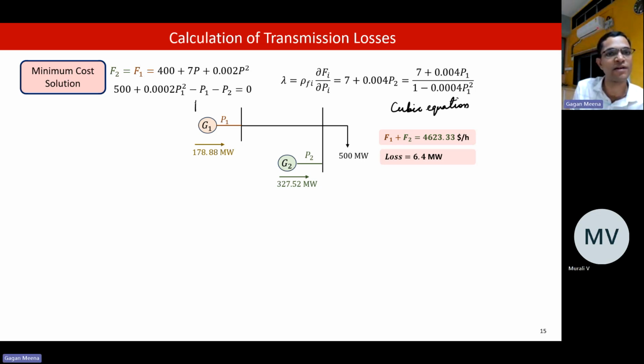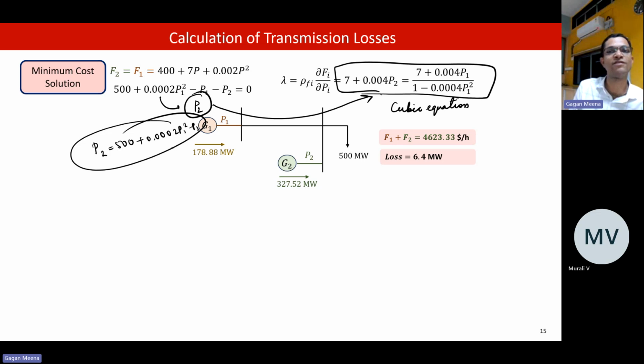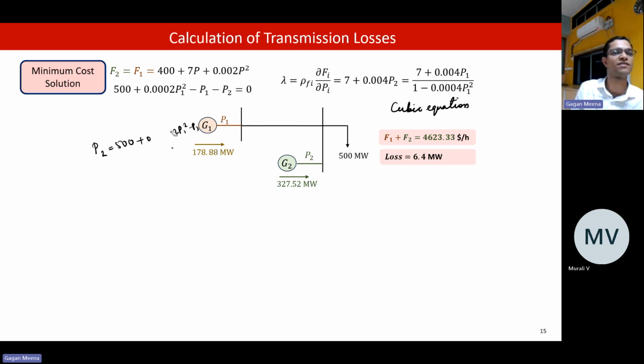Substitute for P2 here. From this equation, substitute P2 in this equation. So you need to write P2 is equal to 500 plus 0.0002 P1 square minus P1. Substitute this in this equation. Then you will get a cubic equation and solve it.